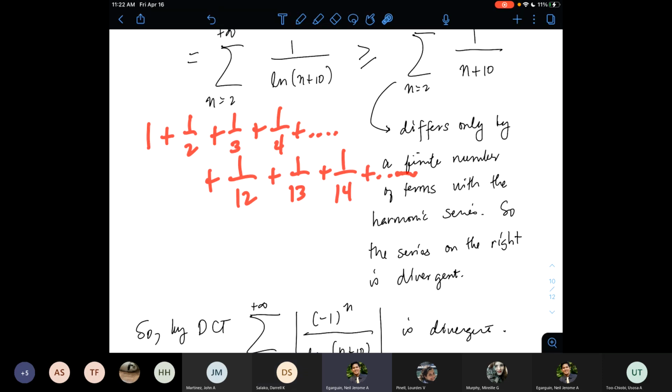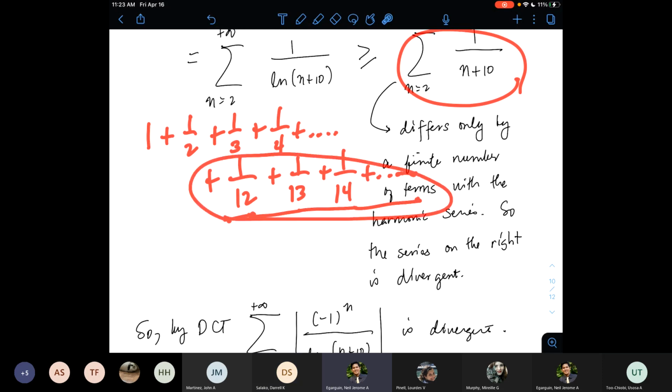If you look at the series that I'm comparing the given one to, it's 1 over n plus 10, starting from n equals 2. So basically, it will have the same pattern as the harmonic series, right? The first term here is 1 over 12, followed by 1 over 13, followed by 1 over 14, followed by 1 over 15, and so on. So essentially, this is the harmonic series, except it starts at 1 over 12.